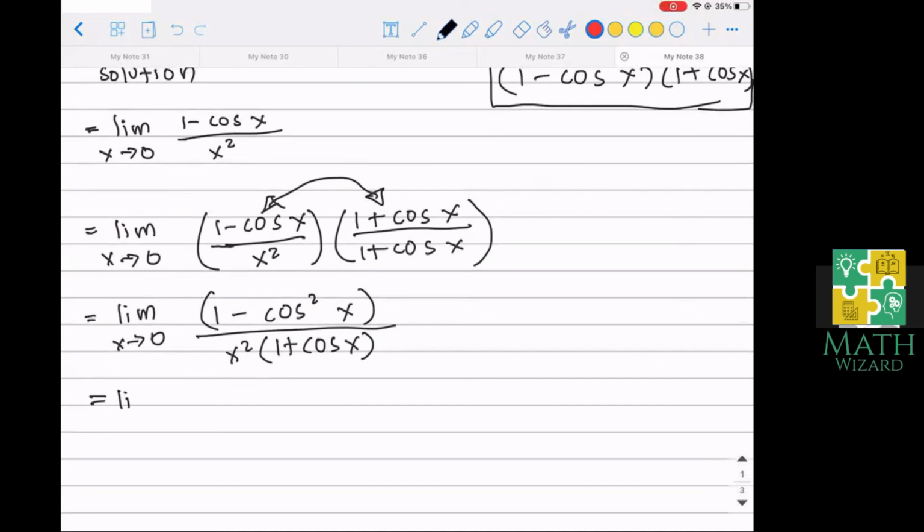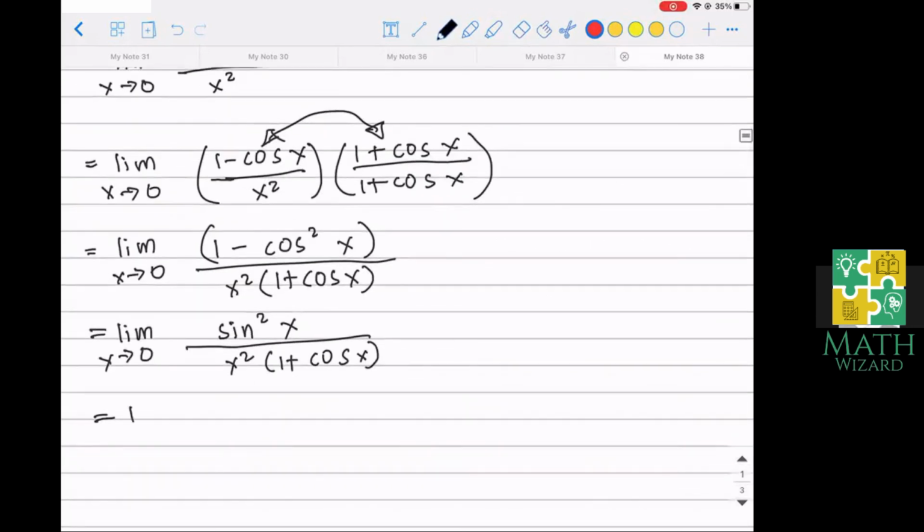So the limit of this becomes sine square x over x square times 1 plus cosine x as x approaches 0. Equal lang sila, ang 1 minus cosine square x ay equal lang kay sine square x. Ayan, sabi sa ating formula, ang limit ng sin x over x ay equal to 1. So, tingnan natin kung ma-manipulate natin siya. So, ang mangyayari dito, the limit of, as x approaches to 0, separate natin sila, sin square x over x square, multiply sa 1 plus cosine x. Nire-write ko lang siya, pero they are still the same.